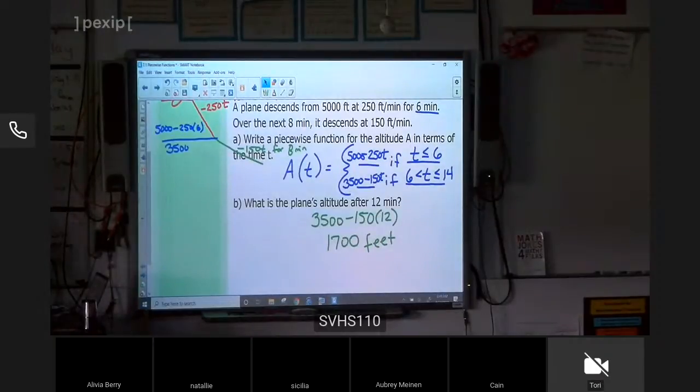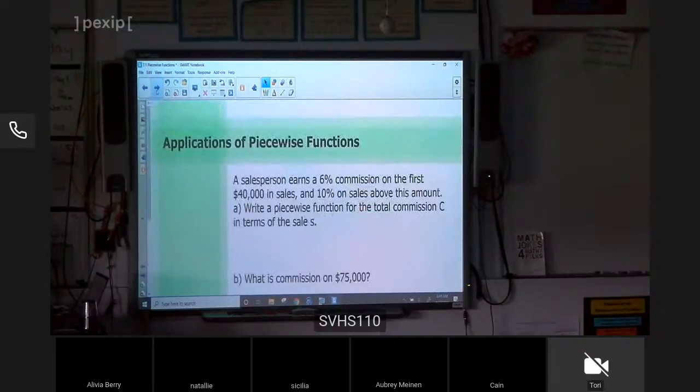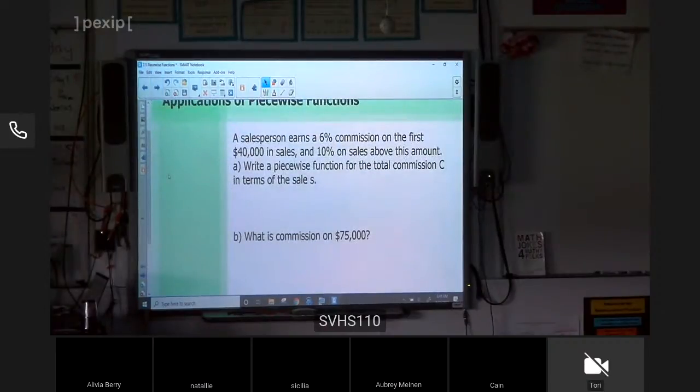Okay, the next question. I got one more word problem here, and then we're all done. Like I said, this is going to go pretty quick. One more application. A little tricky here. Not terrible though.